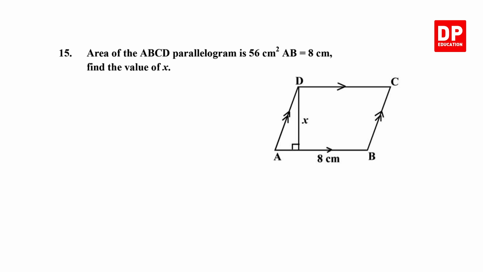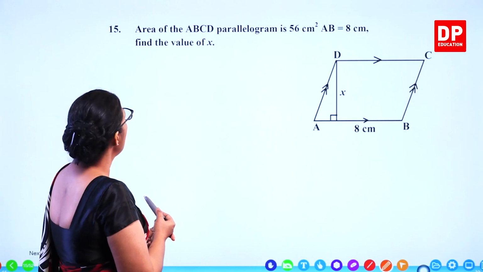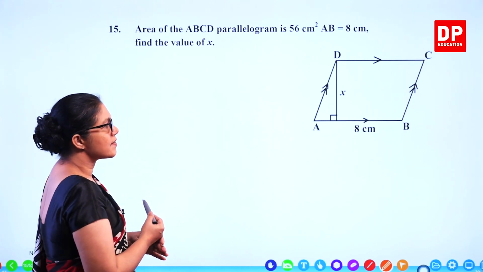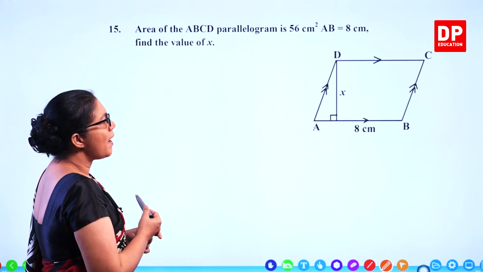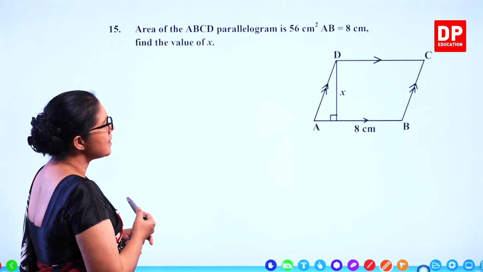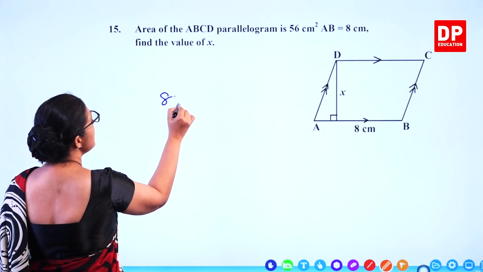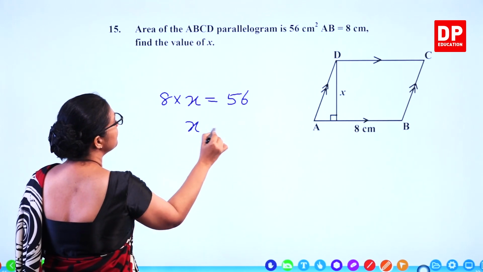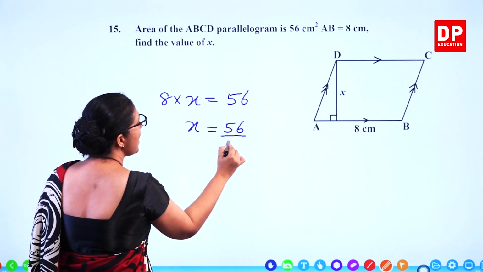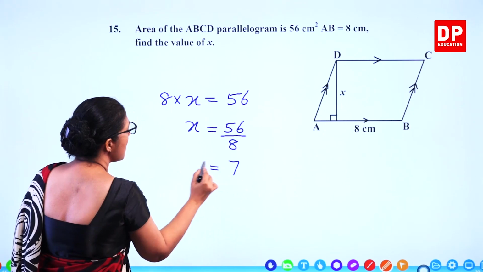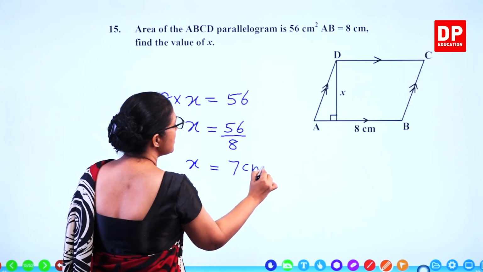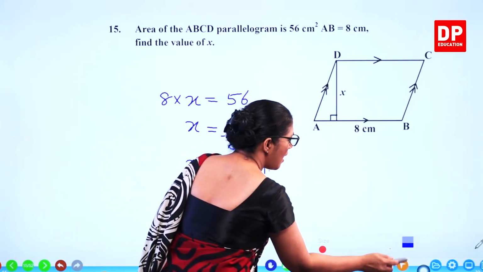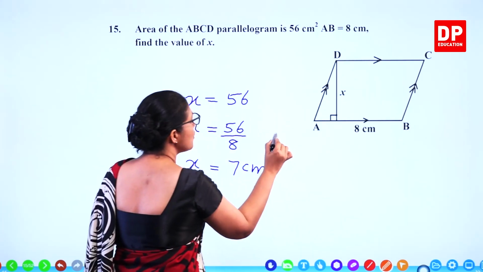Question number 15. Area of the ABCD parallelogram is 56 square centimeters. AB is 8 and you are asked to find out x. So what's the area of a parallelogram? Base into height, perpendicular height. So 8 into x is 56. So what's x? 56 divided by 8. 7 centimeters is the perpendicular height. You get 2 marks for that.